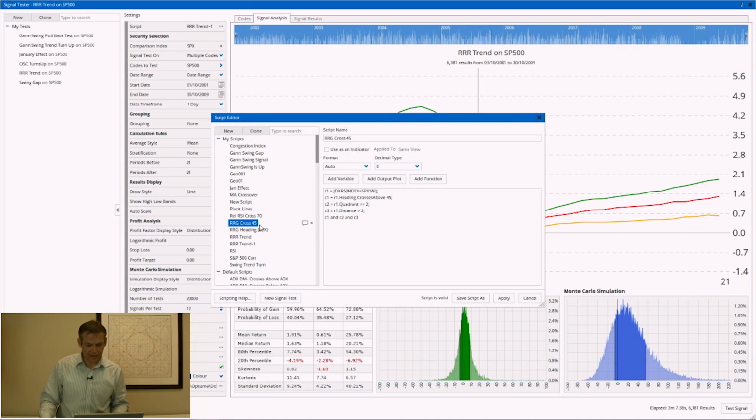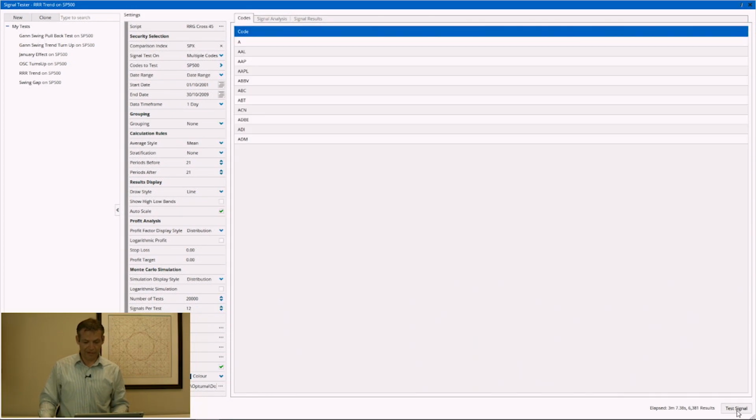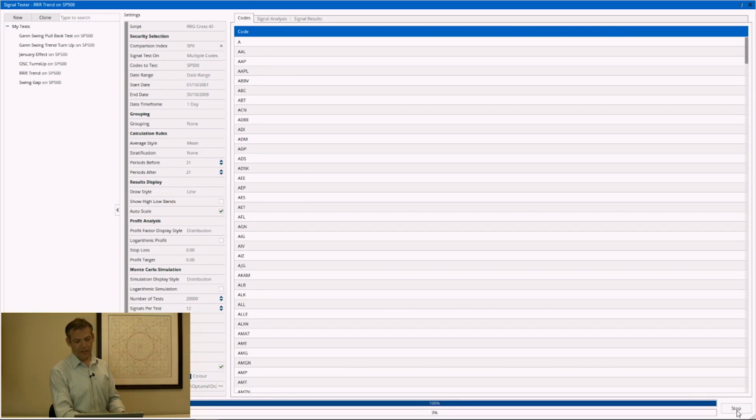So let's go RRG crosses 45, hit apply to that and run that. Now, hopefully this will be a lot faster. Yeah. So the RRG calculation, while it's quite complex in its normalization, is still a lot faster than the VBSR and the Optex band combination that we had there before.